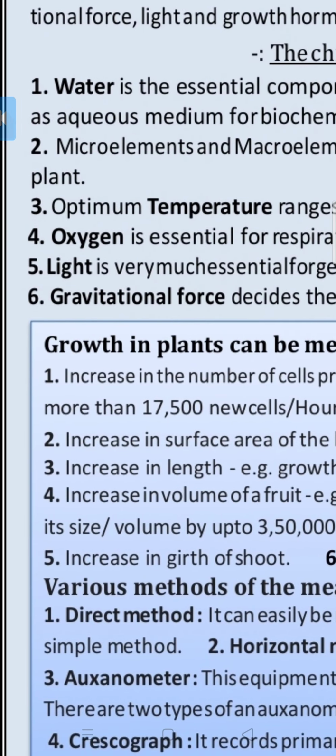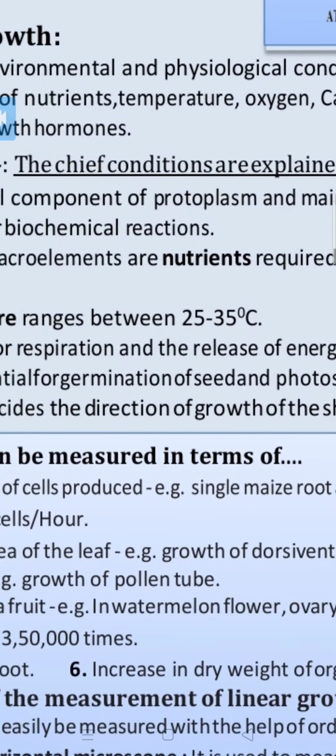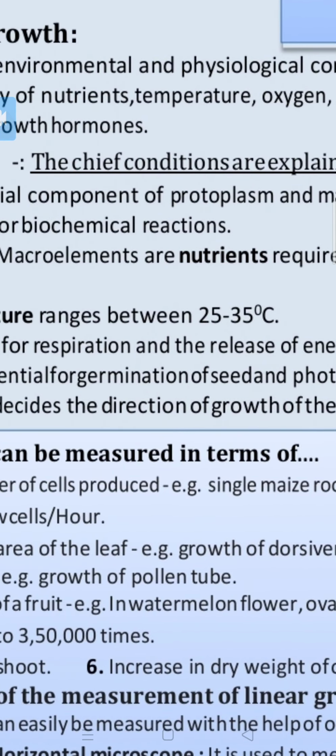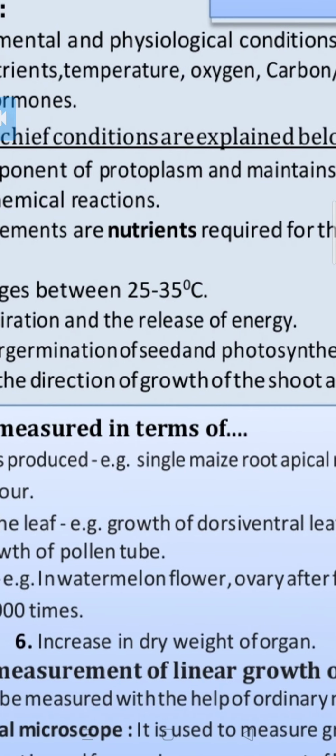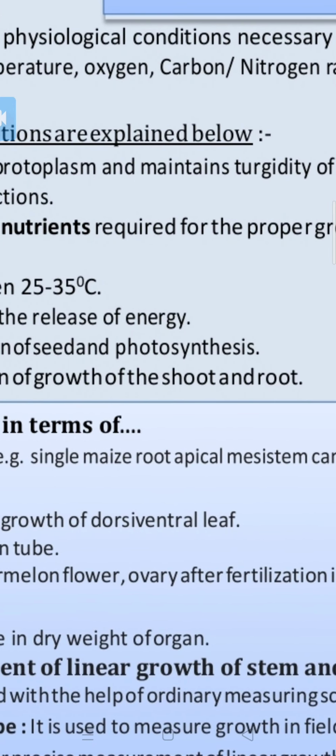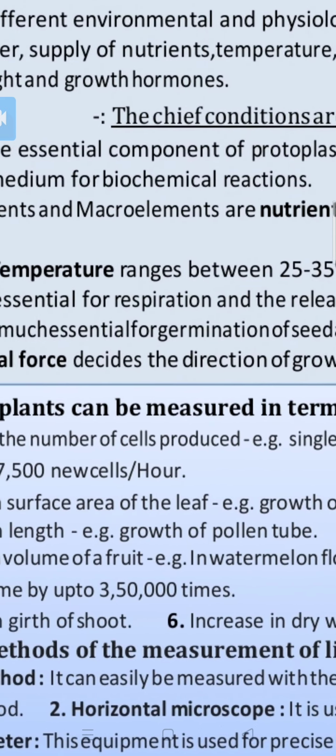Next one is oxygen. Oxygen is essential for respiration and release of energy. Oxygen plays a very important role in respiration and also in energy releasing processes. The next one is light, which is very much essential for germination of seed and photosynthesis. You know that germination of seed and photosynthesis cannot occur in the absence of light.